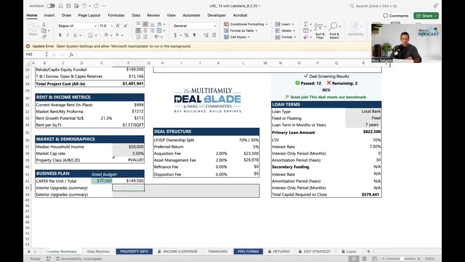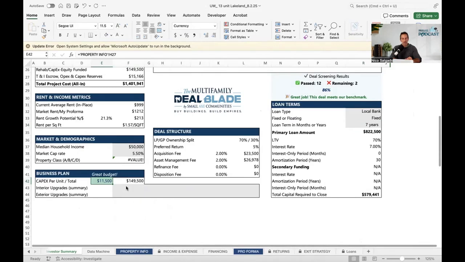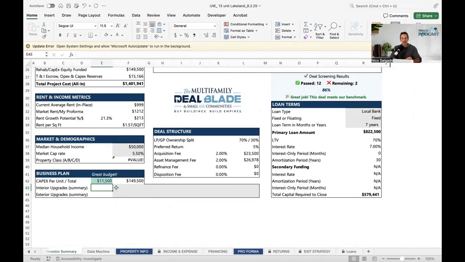Now, on the business plan, the total capex per unit, you had already input in the property info tab and it auto populated here. And it's going to have conditional formatting. If it's less than like 8,000 or something like that per unit, it's going to turn red or yellow and say, hey, do you have enough money in budget? If it's over 10,000 or 8,000 or something, it's going to say great budget. I recommend having some money in reserves for capex down the road.